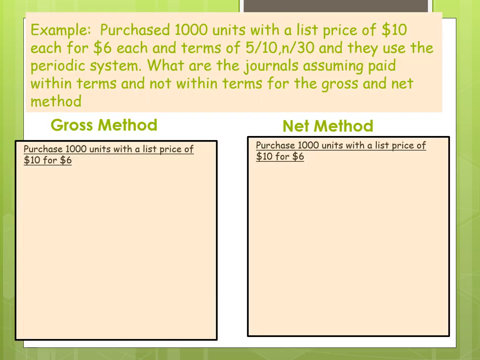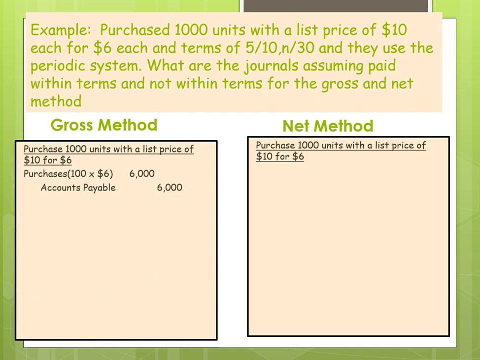All right, we have an example. 1,000 units were purchased. They have a list price of 10, but we pay 6 because of the volume. That means that's what we're going to record, the $6. The terms are 5% in 10 days, net 30, and they use the periodic system. So let's take a look at what this looks like.